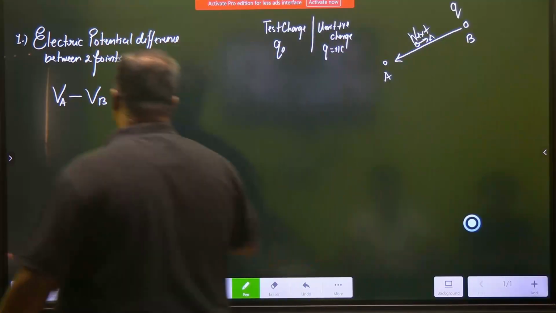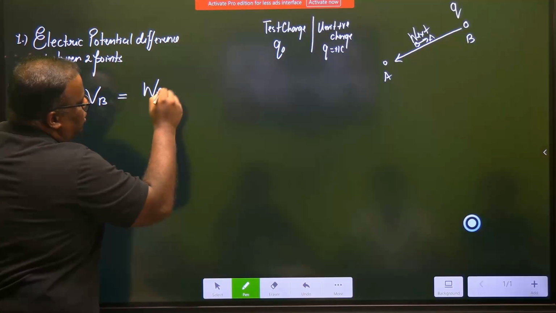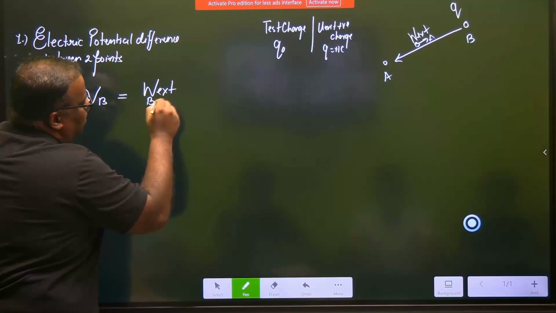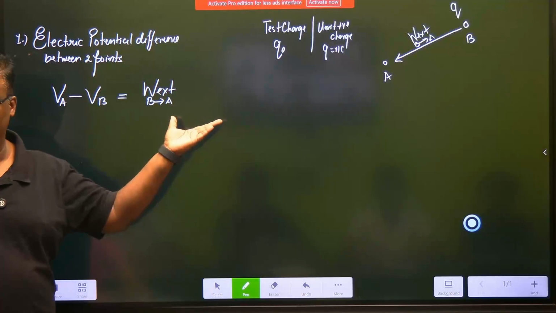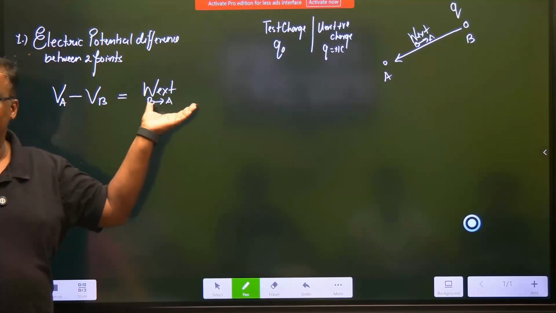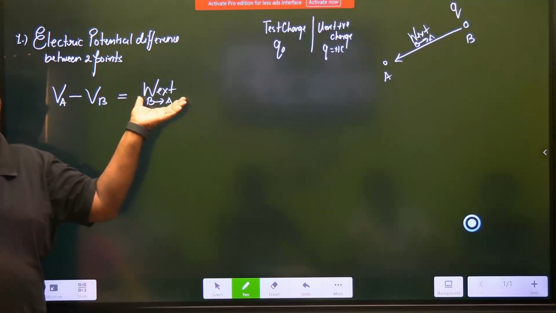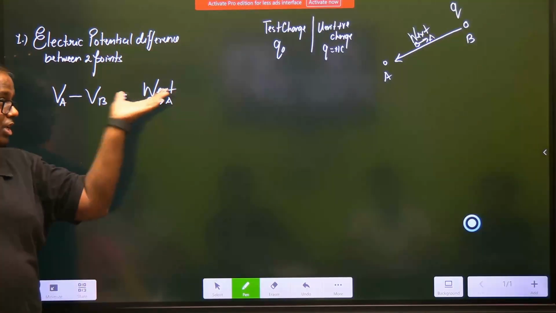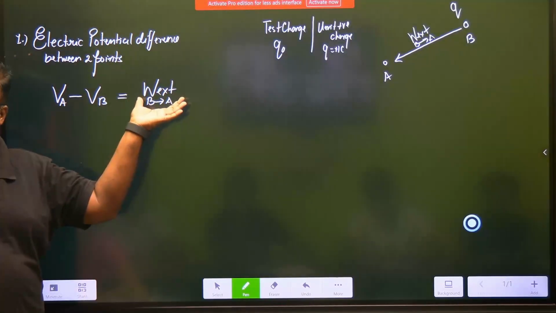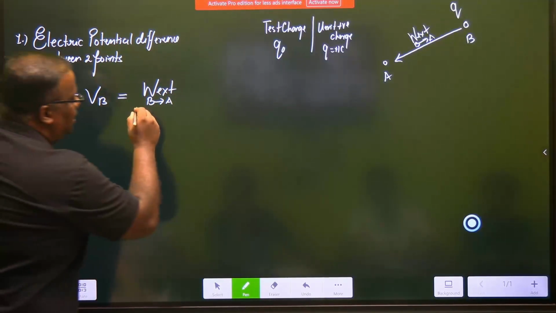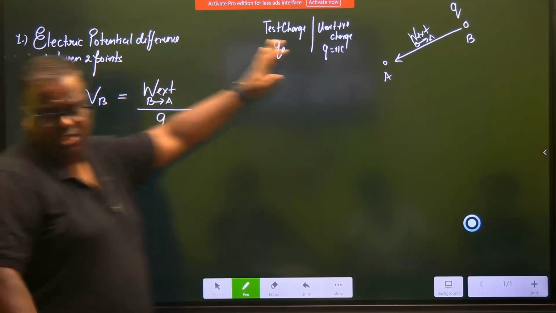So you equate it first by the external work done from B to A. But these two cannot be equal. This is potential energy, or external work done. This is potential energy difference. This is potential difference. So potential difference is potential energy difference, that is the work done divided by the charge that you are trying to move, whatever value of the charge it is.